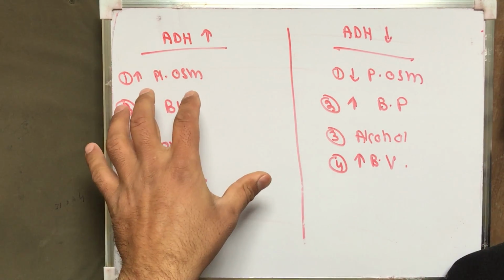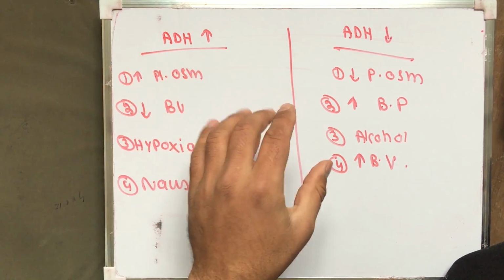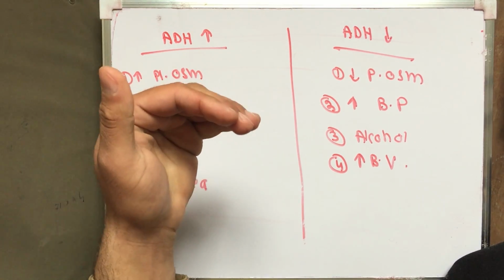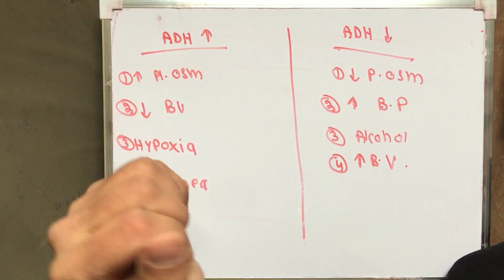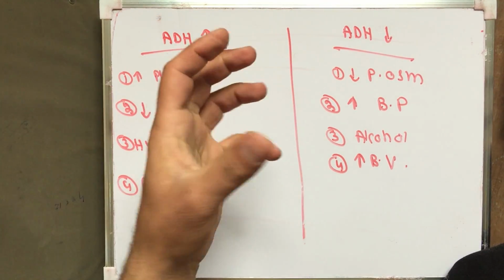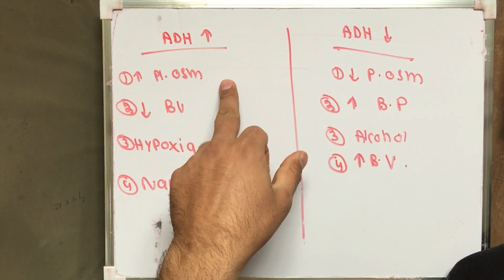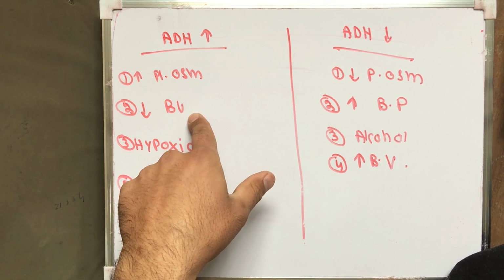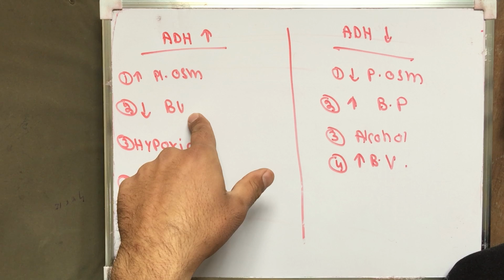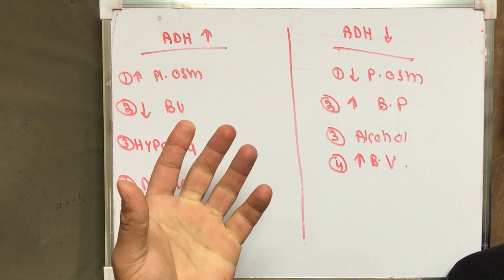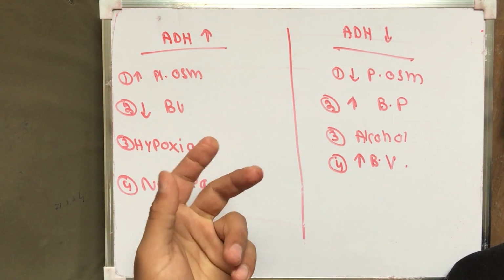If the blood osmolarity is high, antidiuretic hormone is released, which increases the volume of water in the blood. Water will increase in the blood and osmolarity will decrease. If we have decreased blood volume, ADH is released, which increases the blood volume. If we have hypoxia, ADH is released. If we have nausea, vomiting, ADH is released.